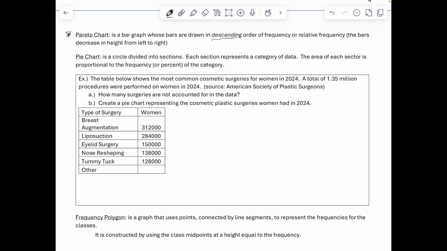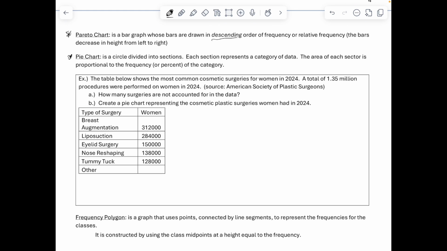The next type of graph that we have is called a pie chart. I feel like most of us have seen a pie chart somewhere along the line, either in the news or reading any type of article. And so this is a circle divided into sections. Each section represents a category of data. The area for each sector or section is proportional to the frequency or percent of the category.